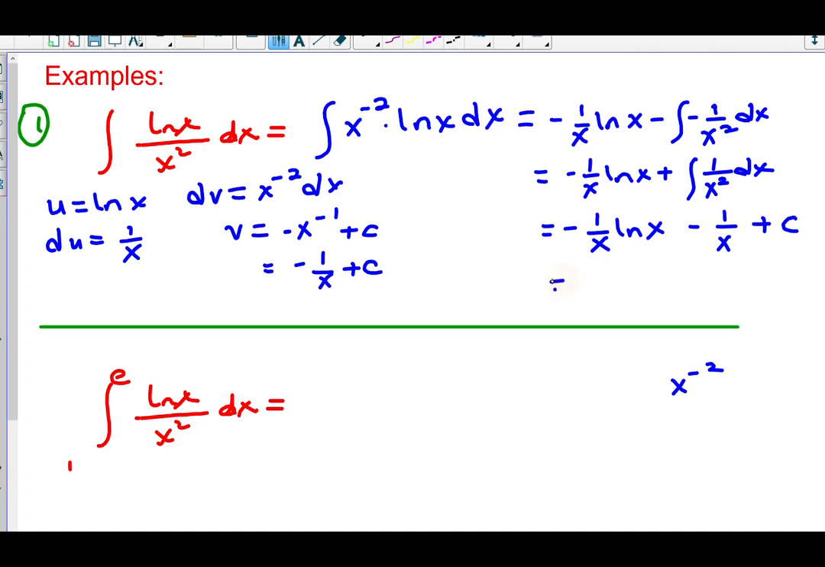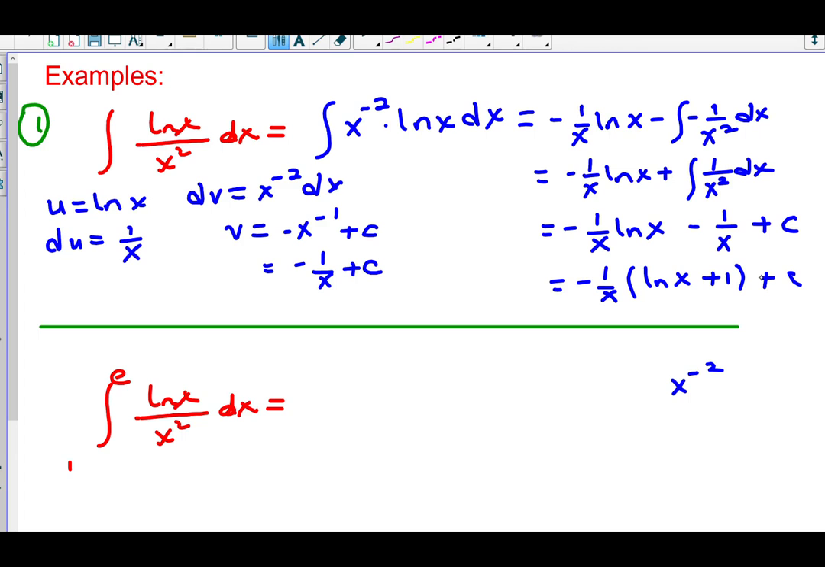So if I want to factor it out, I could take out a -1 over x, and that will leave me with ln of x plus 1 with the plus c on the outside. Again, you can leave it in either format, that will be fine.